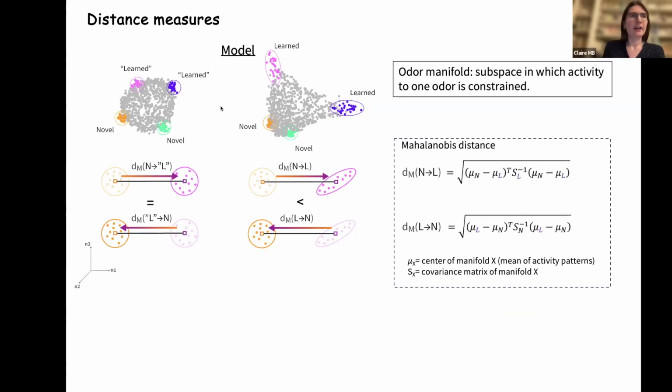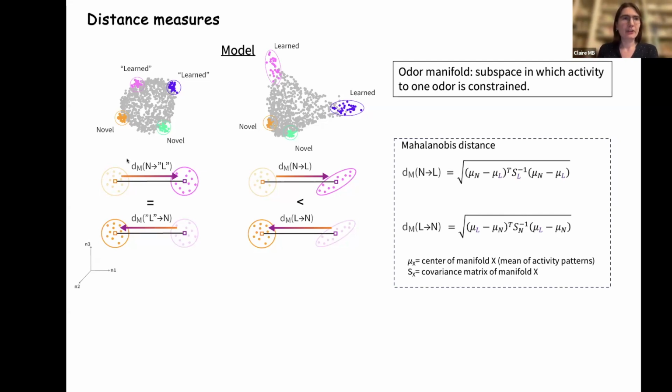So we can further characterize the geometry of odor representations by calculating the distance between these manifolds. So here we use the Mahalanobis distance because it takes into account how activity is distributed within manifolds. So let me explain a bit. Let's say we want to calculate the distance between the orange or novel manifold and the pink or learned manifold. So here for random networks, I put the learned into quotation marks to indicate that this is the odor which will be learned in the networks with EI assemblies.